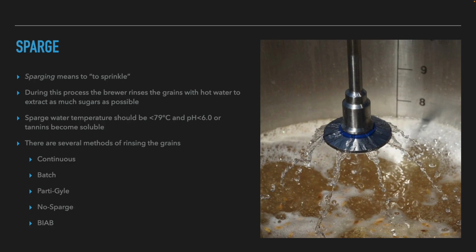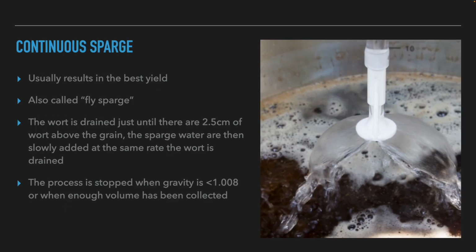There are several methods of rinsing the grains. In this course, we will discuss continuous sparge, batch sparge, parti-gyle, no sparge, and the BIAB method, which is also popular with homebrewers. Let's start with continuous sparge. This method usually results in the best yield. Sometimes it is called fly sparge.